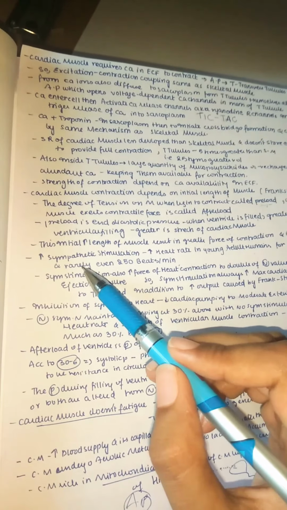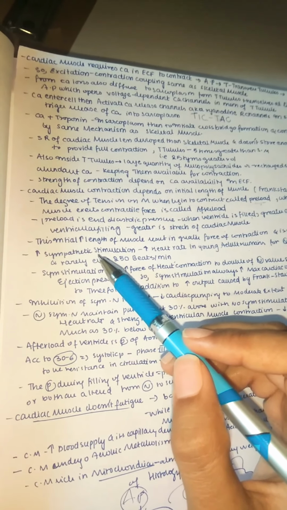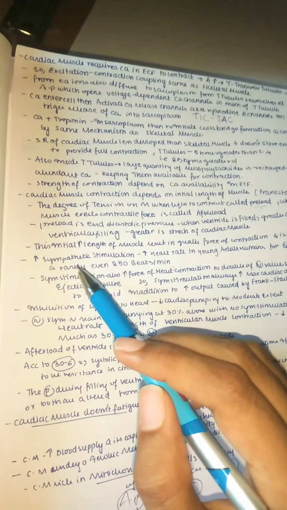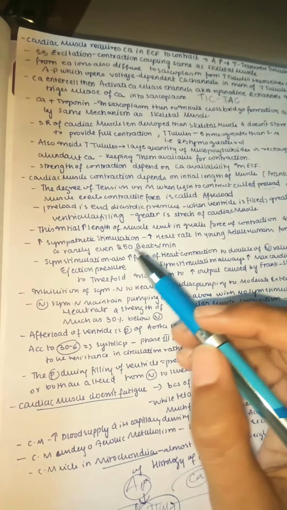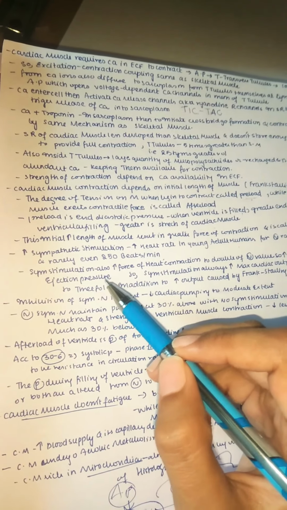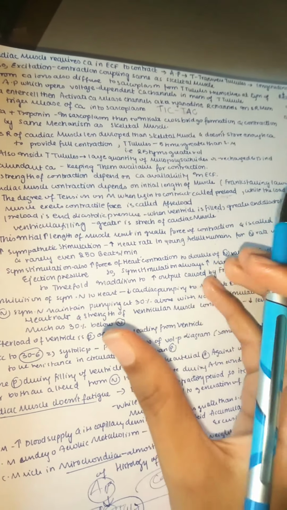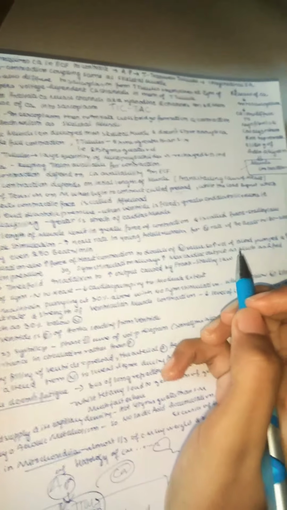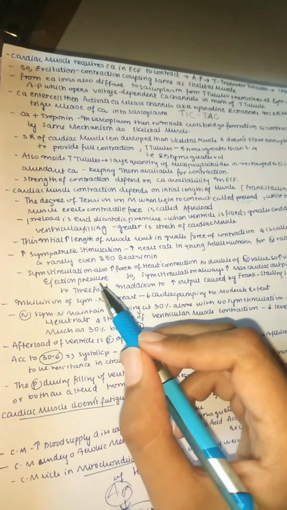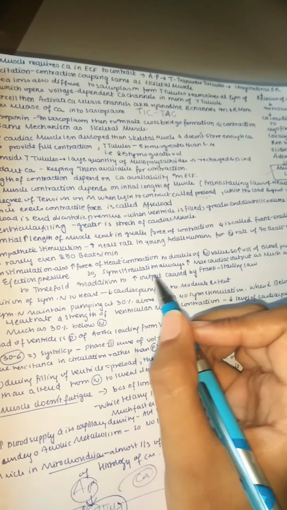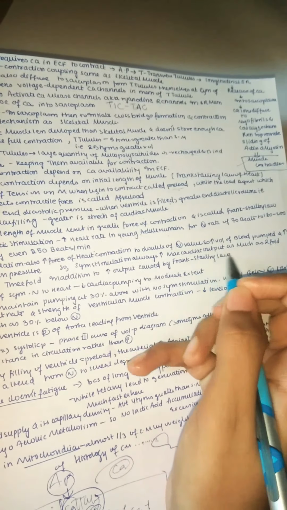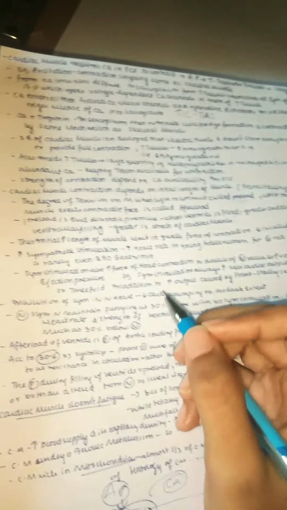So sympathetic stimulus can increase the heart rate. Normal heartbeat is 70 beats per minute, but because of the sympathetic stimulation it may increase up to like 250, or you can see 180 to 200. Sympathetic stimulation also increases the force of heart contraction to double the normal value. So there is an increase in the volume of blood pumped and an increase in ejection pressure. Sympathetic stimulation always increases the maximum cardiac output as much as twofold to threefold.